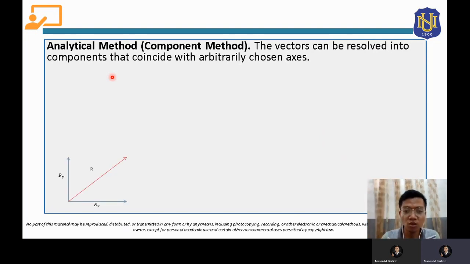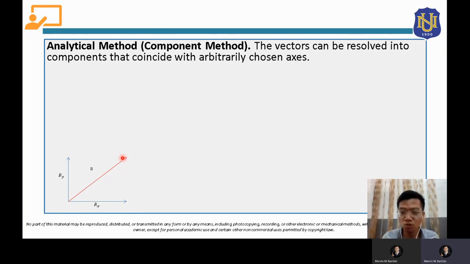So let's consider first, let's say this force in blue color. This force has horizontal and vertical components. Its horizontal component will be this force. The direction of this component depends also on the direction of the resultant. If your resultant is directed to the right, obviously your horizontal component should be directed also to the right. So this will be the horizontal component of this force.